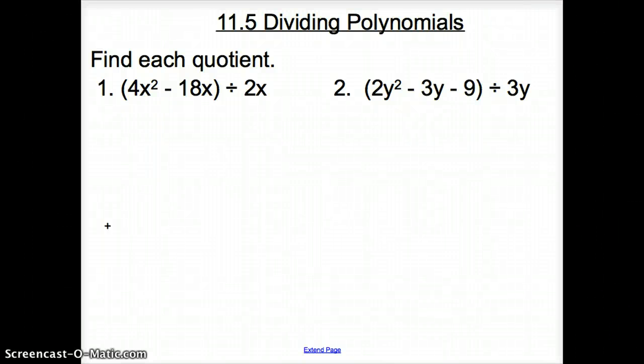Ladies and gentlemen, welcome to section 11.5, Dividing Polynomials. For the first two, we are asked to find each quotient. The quotient is just the end result of a division problem, so let's go ahead and rewrite this division problem.